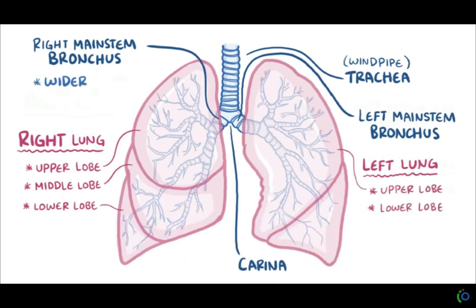The right main stem bronchus is wider and more vertical than the left, which is why if you accidentally inhale something big that can get coughed up, like a peanut, it's more likely to go into the right lung than the left. The main stem bronchi then divide into smaller and smaller bronchi. The trachea and the first 3 generations of bronchi are all pretty wide.